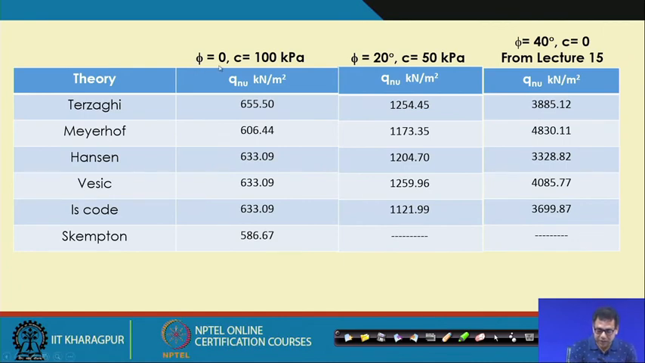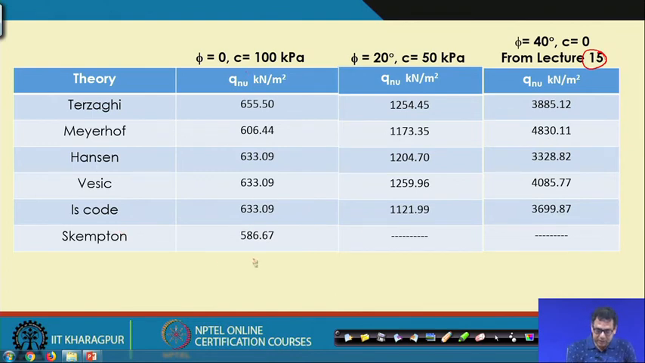This is for phi equal to 0, Cu equal to 100 kPa. This is phi equal to 20 degree, C equal to 50. This is from lecture 15. Okay. So, this is lecture 15. I am taking phi equal to 40 degree and C equal to 0. So, these are all the values.